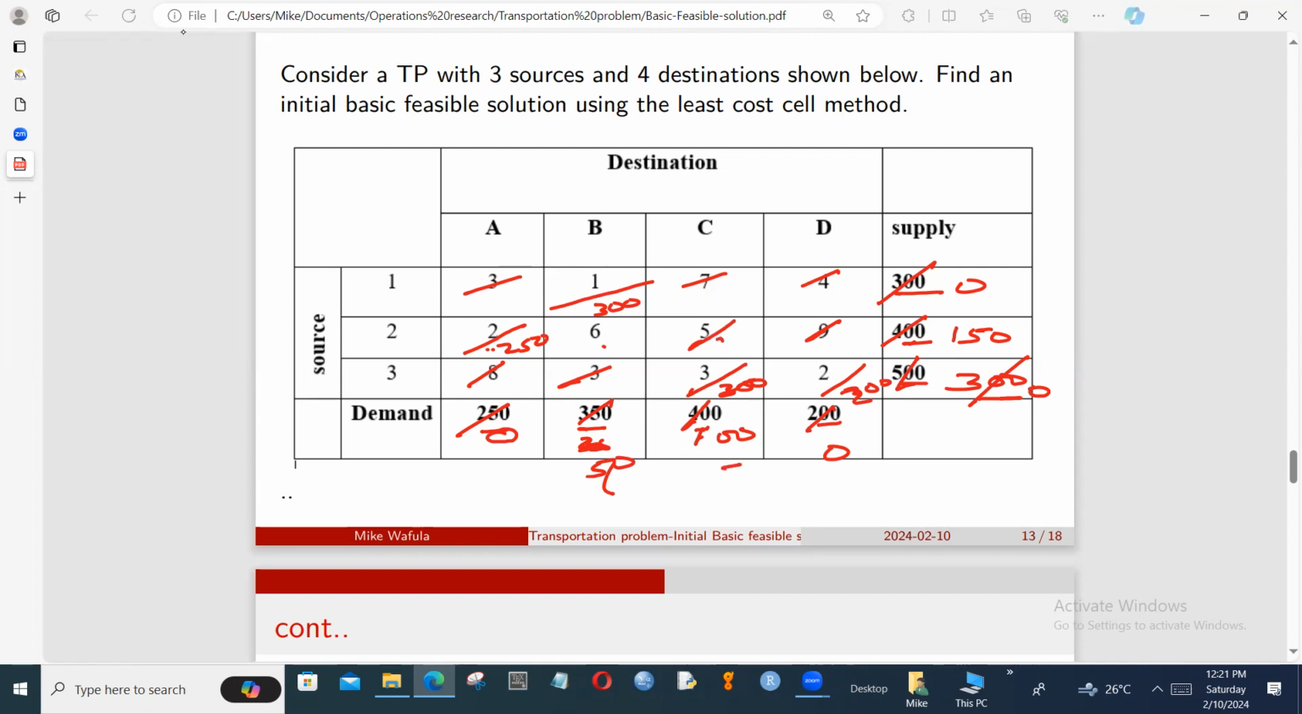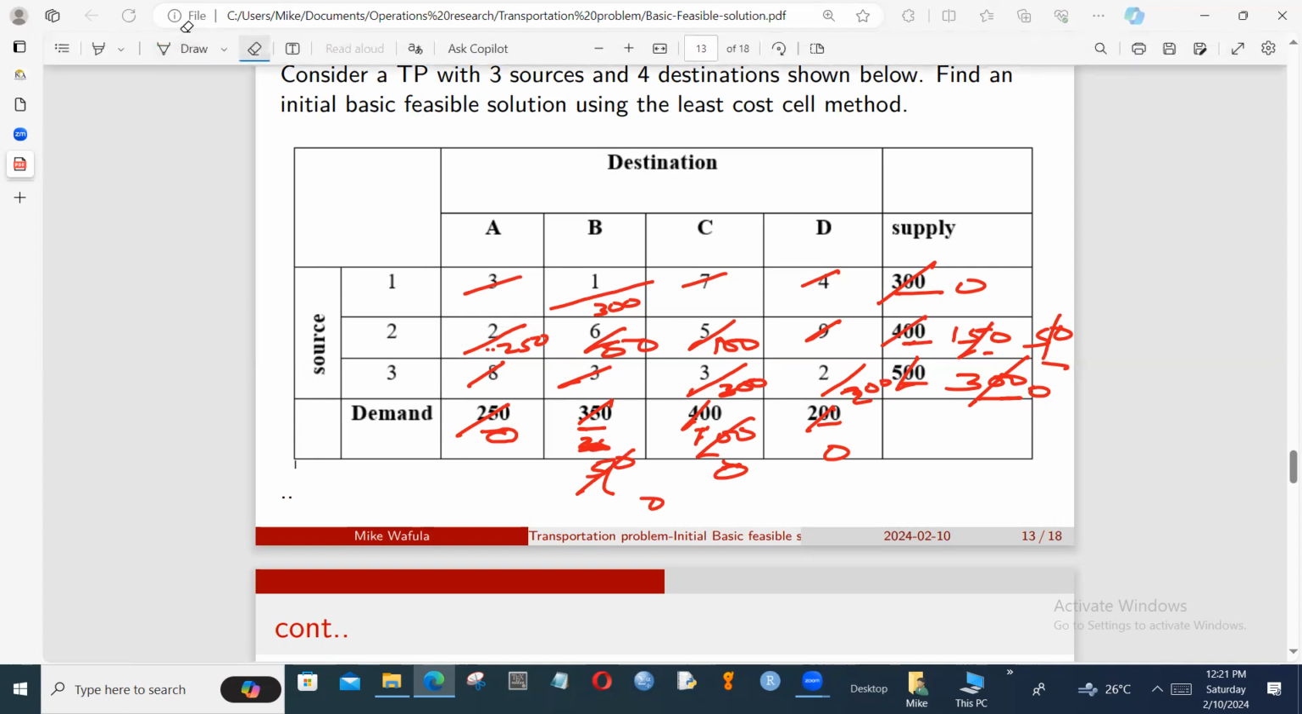And so I'll be comparing 100 and 150. You still have 100 and this will be done, and this will remain 50. So this 50 is what comes here, and you'll be done with the other one. So that's how you do assignment of units using the least cost cell.